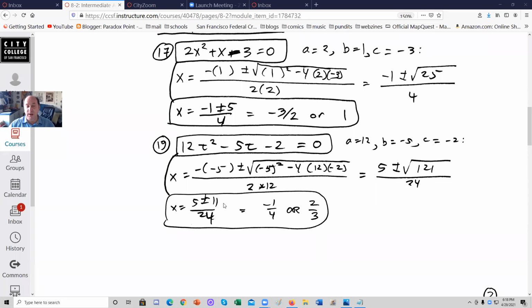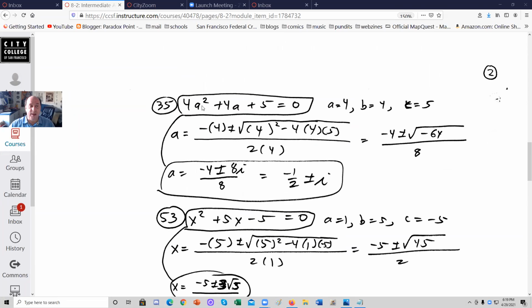And root 121 is 11, so 5 plus or minus 11 all over 24. 5 minus 11 over 24 is negative 6/24, which is minus 1/4. 5 plus 11 over 24 is 16/24, or 2/3. So x is negative 1/4, or 2/3.